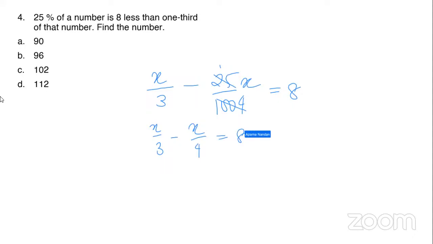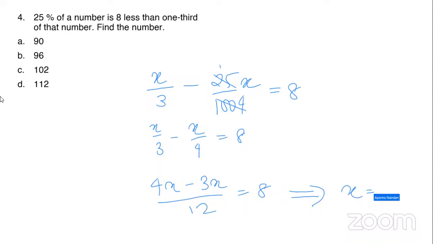Okay, so you have to take the LCM. The LCM of 3 and 4 is 12. So here it will be (4x minus 3x) by 12 is equal to 8. 4x minus 3x is nothing but 1x, which means x itself. So x is equal to 12 into 8, and that is nothing but 96. The answer is 96. Option B is the answer.